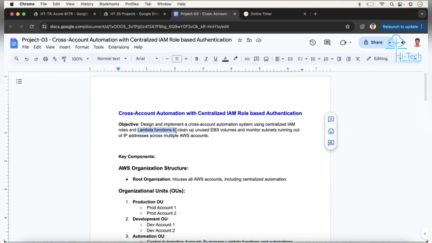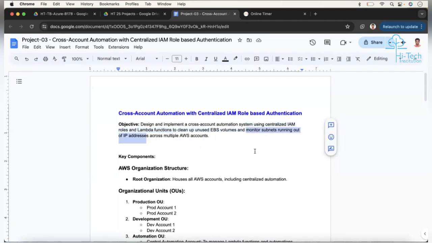At least out of 100 accounts, minimum 50, 60 accounts might be having different EBS volumes unnecessarily. So today the Lambda function will clean the EBS volumes in those 100 accounts which are ideally available. That is the first example. The second Lambda function is to monitor the subnets running out of IP addresses.